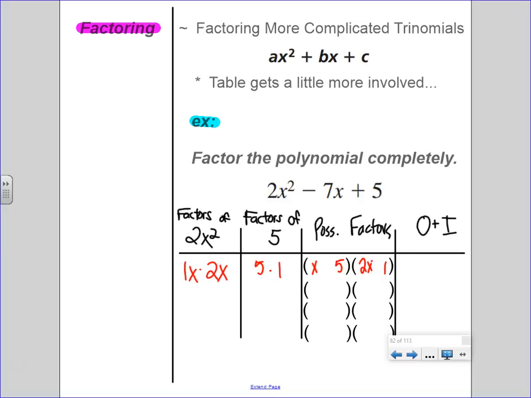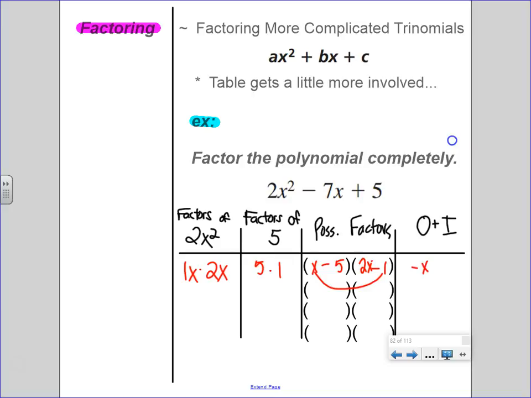Pause. If the last sign is positive, the signs stay the same, and what are they? So I know that it should be a minus and a minus, right? Yes. Now pause. What would your outer be? Although we usually do the outer below, don't we? What would the outer be?